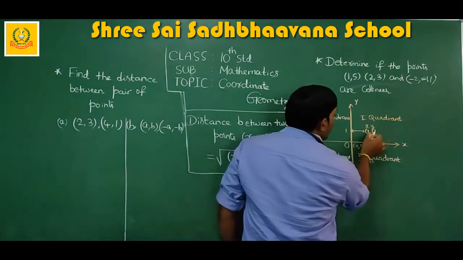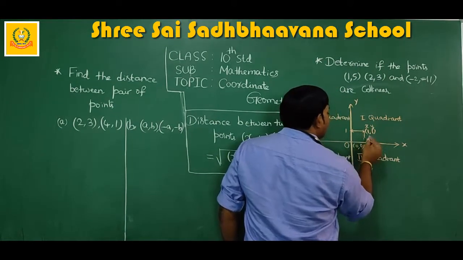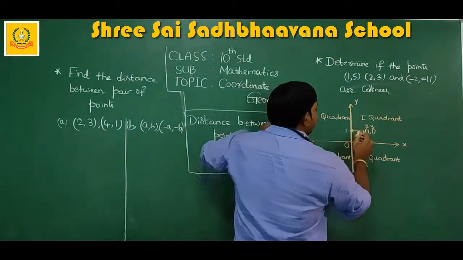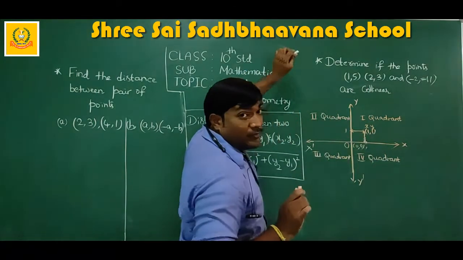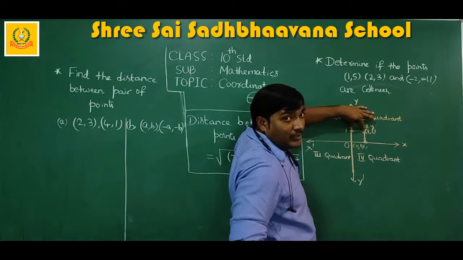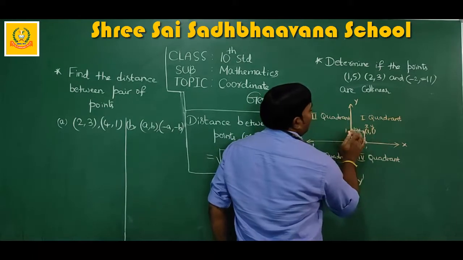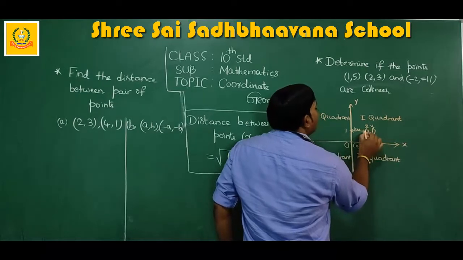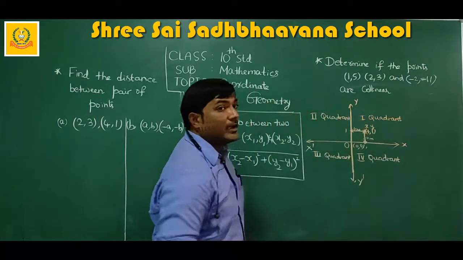Similarly, y coordinate 1 means y is 1 unit distance from the x-axis. Okay? This x coordinate you should take from the y-axis, and the y coordinate you should take from the x-axis. Be very careful. Don't do it the other way. 1, 1 means 1 unit distance, maybe 1 centimeter in your graph sheet, from the y-axis and 1 unit distance from the x-axis. Where these two meet, that is your 1, 1.